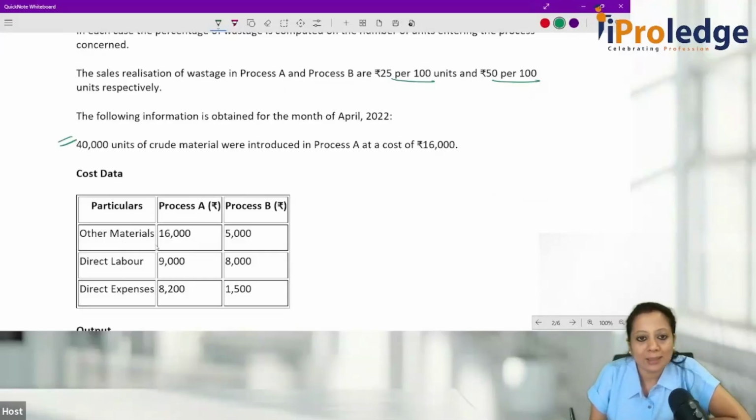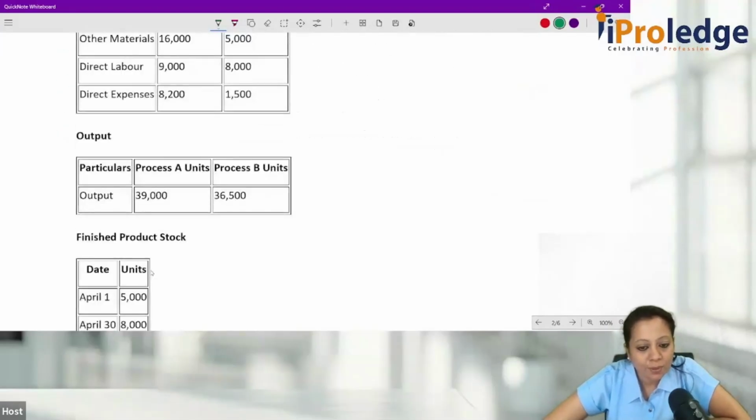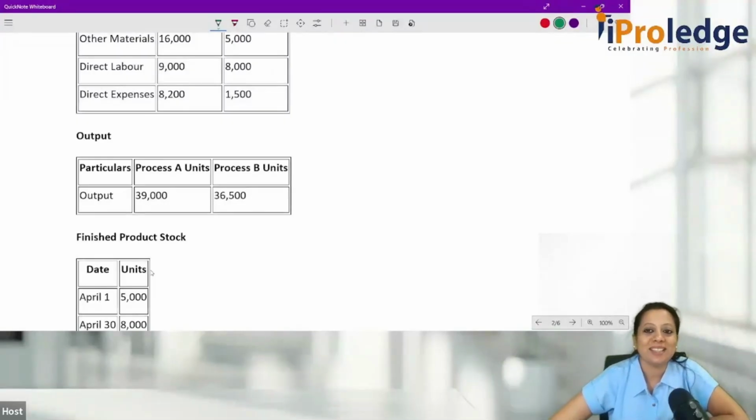Okay. So then other material, direct labor, direct expenses, and then output is also given for both process A and process B. Ma'am, it's so simple, correct? That is what I am also saying. Generally, your process is asked only for 7 marks. The first two questions that we did is for our own revision. But the next two questions are only questions which are tested in the exam.